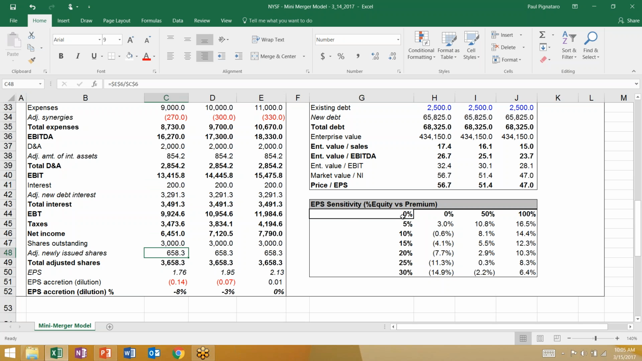So that makes sense. What about the equity? The more equity you put in, the 0% debt case is dilutive. We raise equity, it becomes accretive. Does that make sense? What do you think about that?